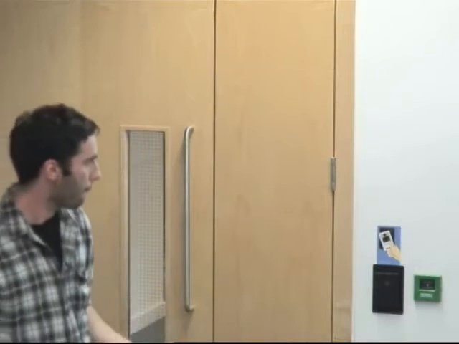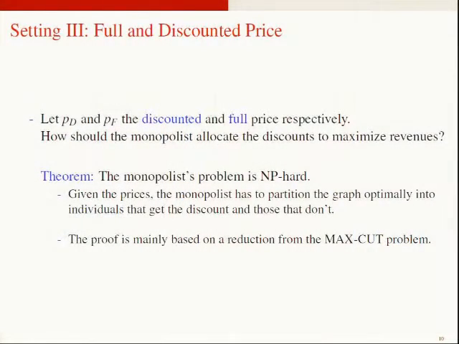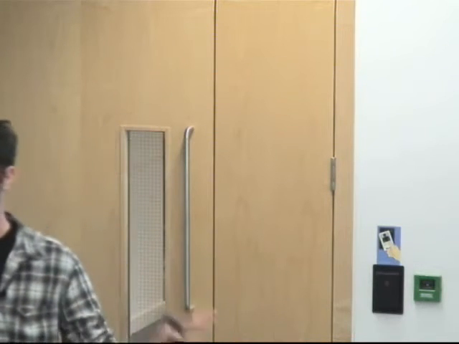Okay. All right. And finally, and probably more realistically, what happens when I can offer two prices, right? So I have a full price and a discounted price. And who gets the discounts? Obviously, the problem should be NP hard, and it is. And intuitively, it should be clear that it looks like a max cut pretty much. So you have to partition the agents in two subsets. One gets the discounts, the other does not.